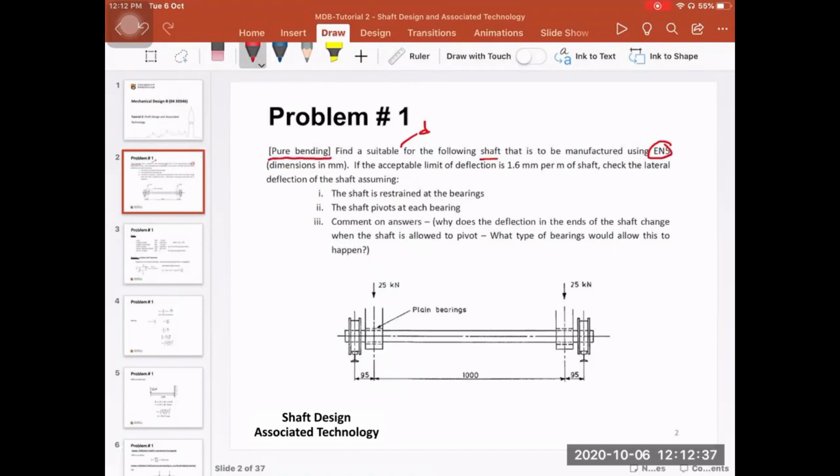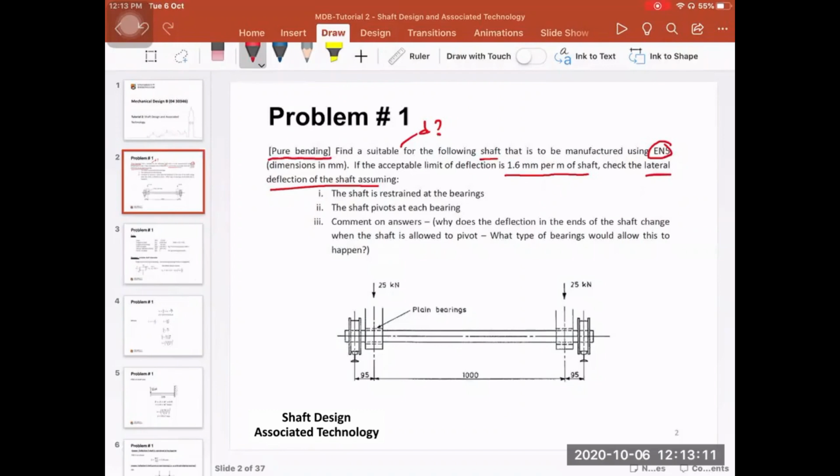Okay. The diameter is required at the beginning, if the acceptable limit of deflection is 1.6 millimeter per meter of shaft, check the lateral deflection of the shaft. So this shaft cannot deflect more than 1.6 millimeter per 1 meter of the shaft. So we need to calculate also the maximum deflection or the maximum lateral deflection of the shaft.